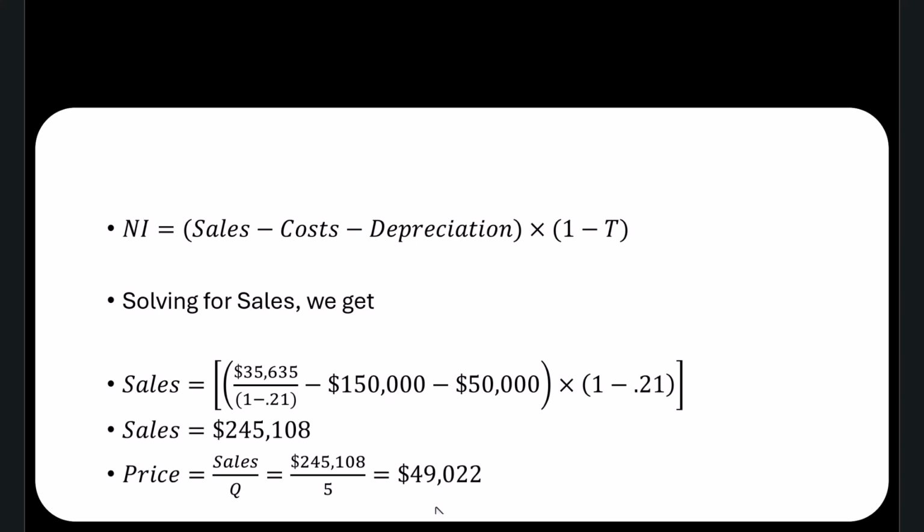So they might just round up to 50 or maybe 49,500. But this is the price they need to charge per van so that they earn 20%. If they decide to round up a little bit, then they'll earn a little bit more than the 20% cost of capital. So I hope you found this useful, and thanks for watching.